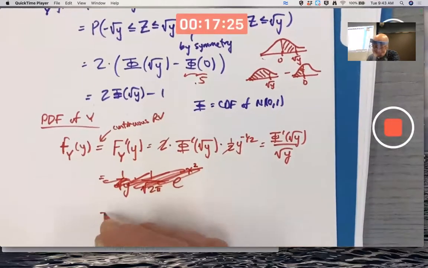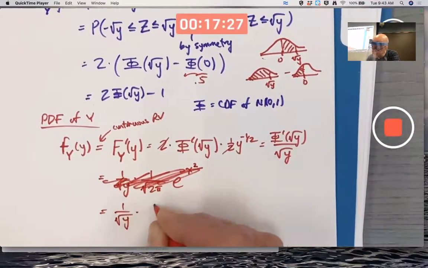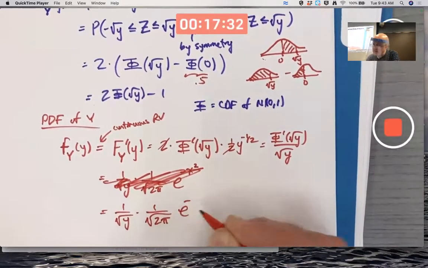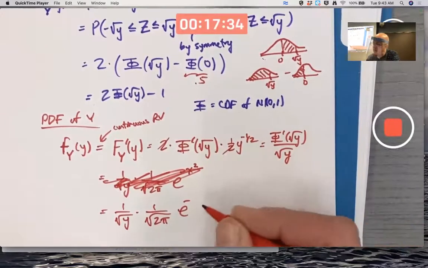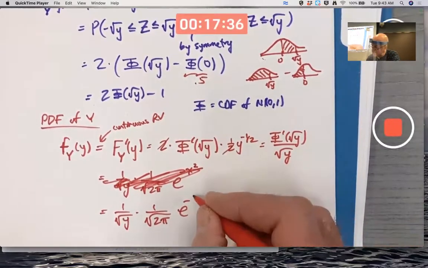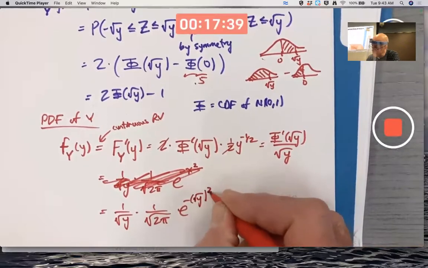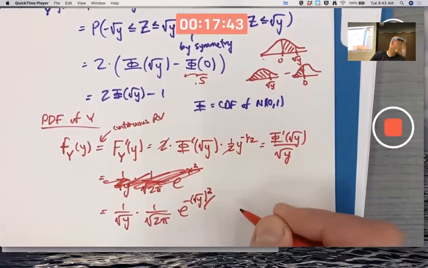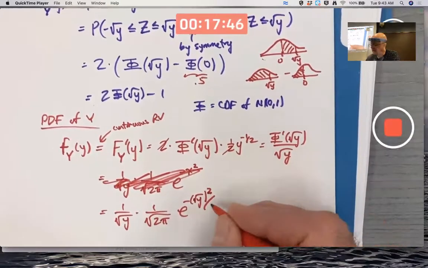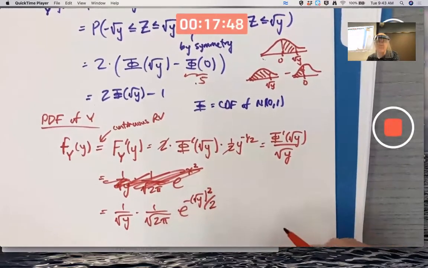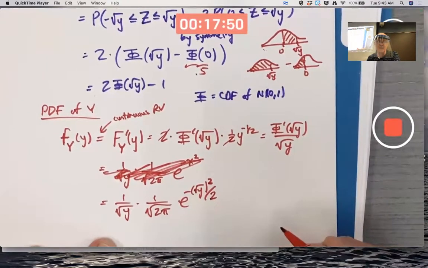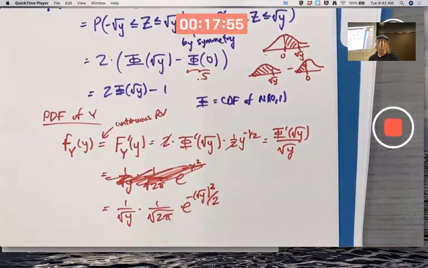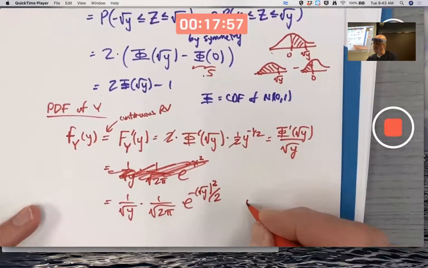Scratch that out. 1 over square root of y times 1 over square root of 2 pi e to the negative, yes, x squared if the variable were x, but I'm replacing x with square root of y. So it's square root of y squared over 2 sigma squared. And sigma is 1. So this is a PDF of y. Y is positive here.